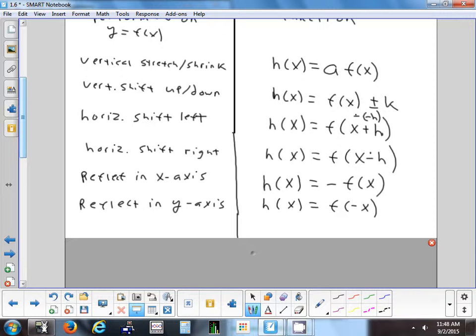Okay, any questions on anything on that right-hand side? How to recognize a stretch, shrink, anything like that? Shifting?